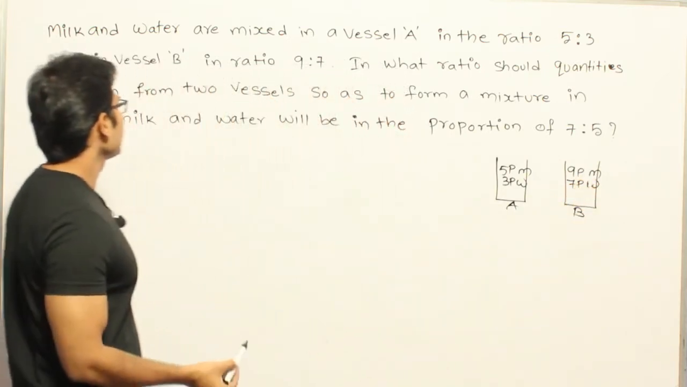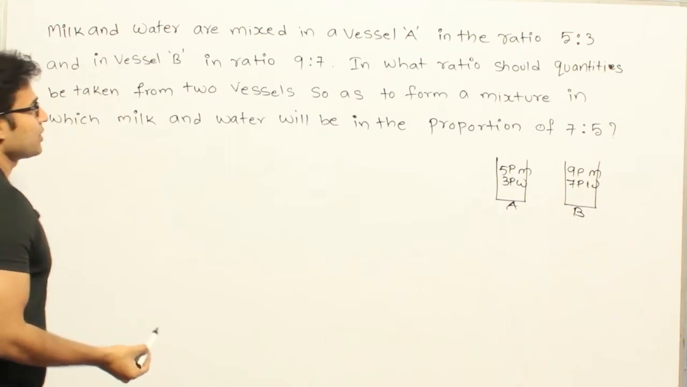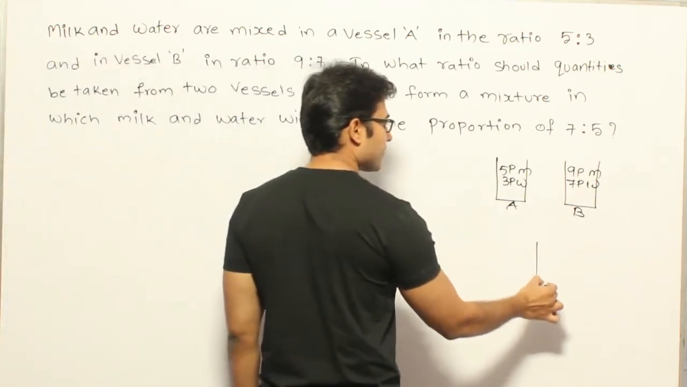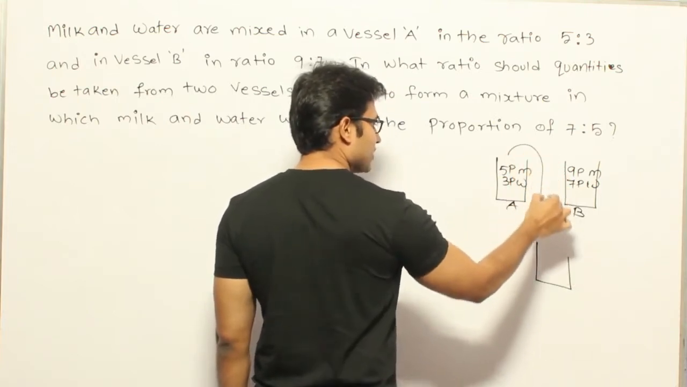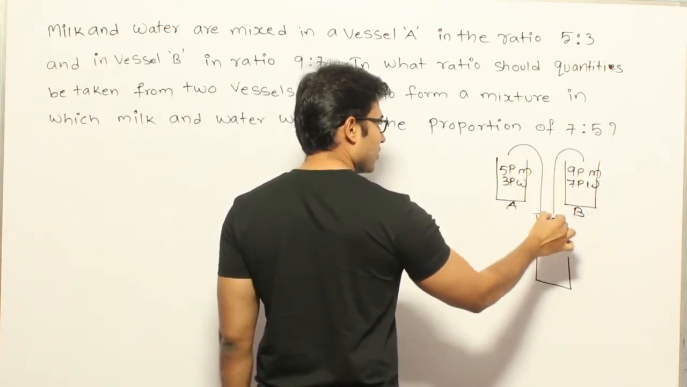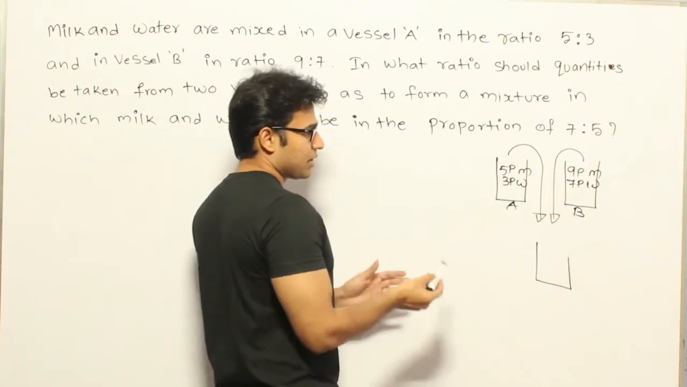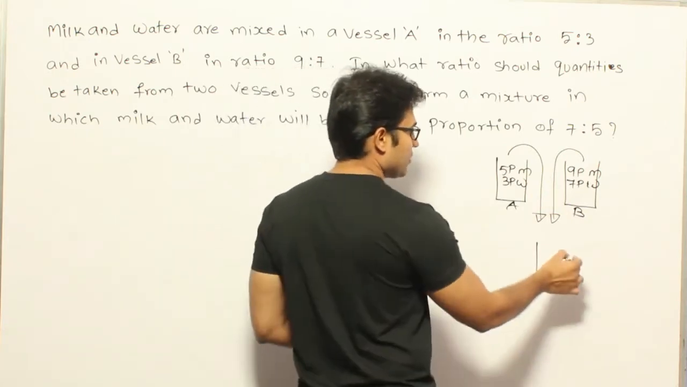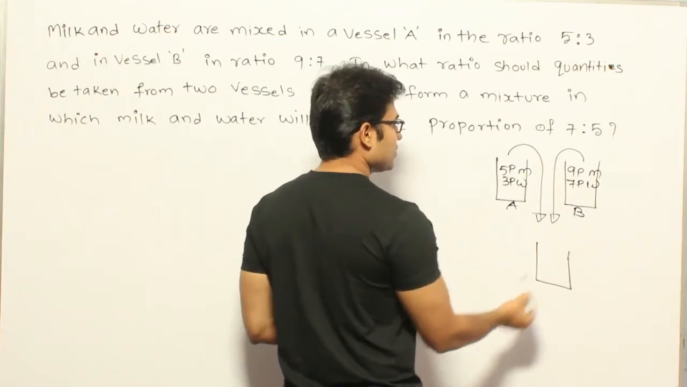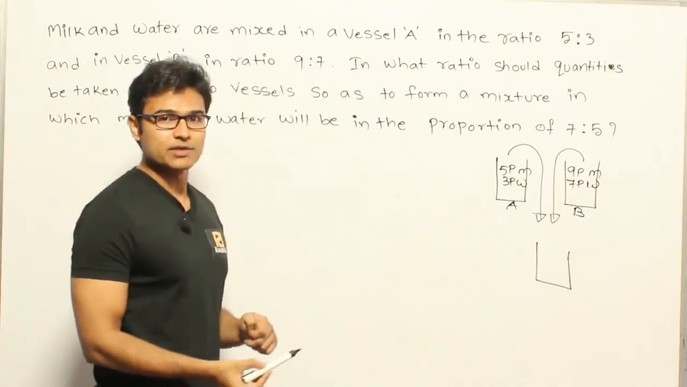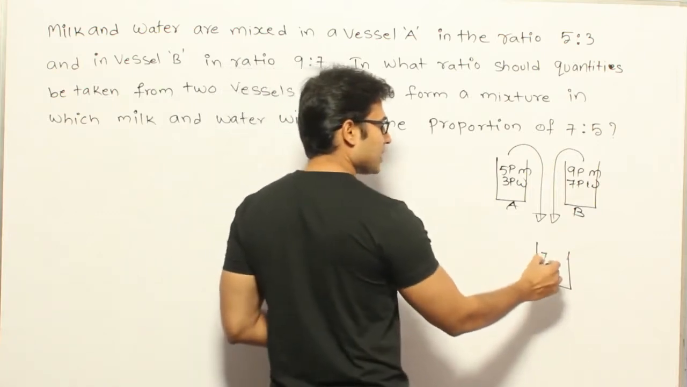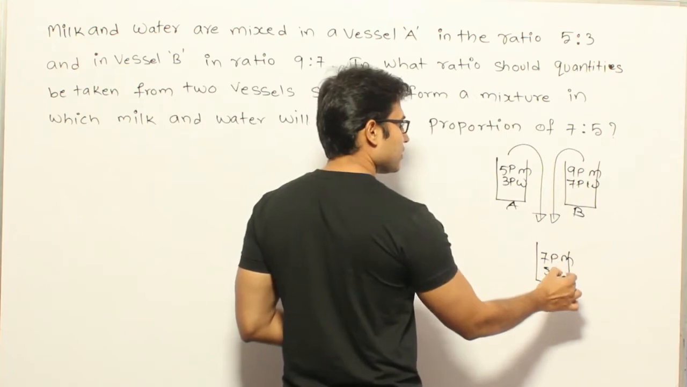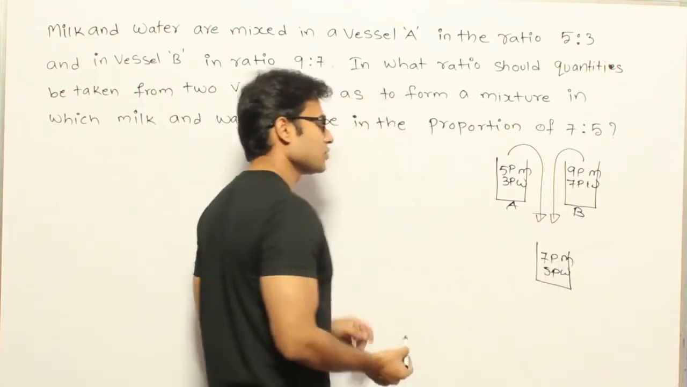Now from this they are asking in what ratio the quantities should be taken. So we are going to form a new mixture by taking some quantity from this and some quantity from this. In what ratio should these quantities be chosen in such a way that the final mixture is going to contain milk to water in the ratio 7:5? So it should contain 7 parts milk and 5 parts water. Now what are you supposed to take?